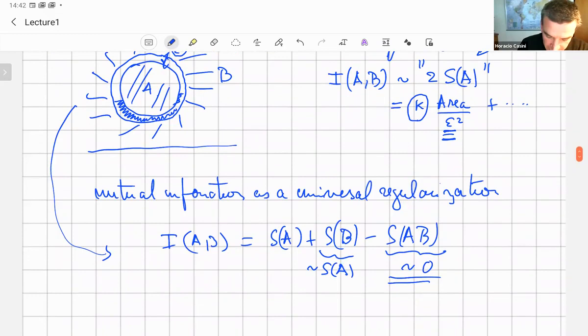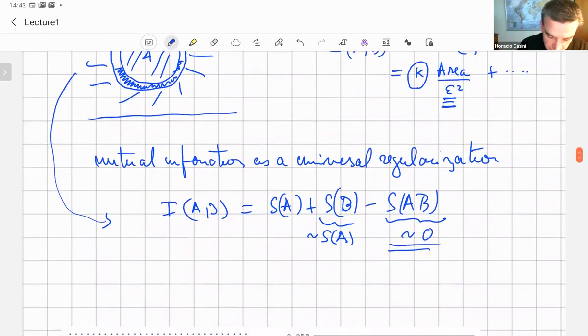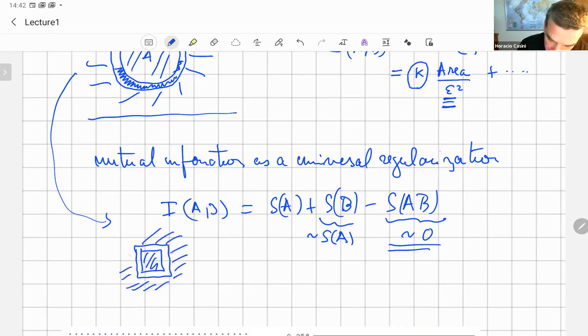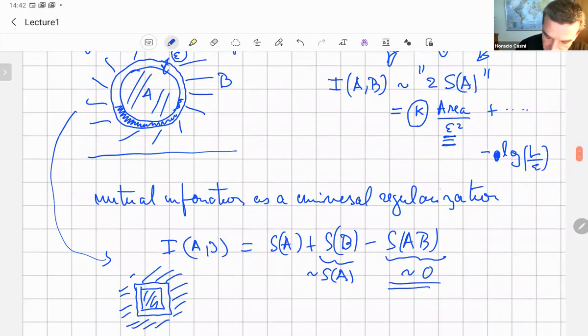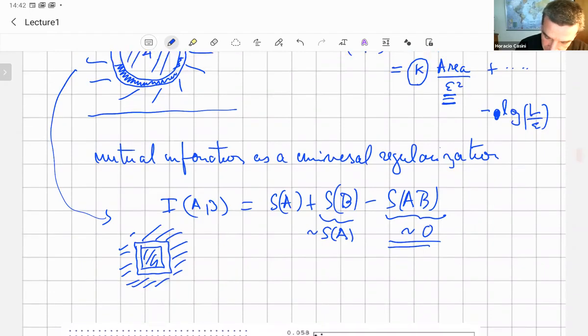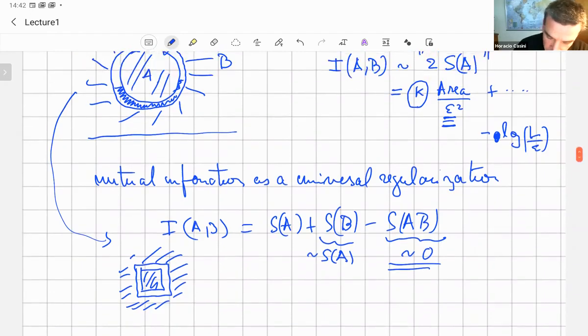So in some sense, what you asked was, how can I get, for example, the logarithmic term of the vertices with the mutual information? Well, we have to take a square, for example, and another square, and do the mutual information between these two, and it will contain the area term, and then it will contain some logarithmic term, with a coefficient here that will be exactly the one that we got for the entropy, except for a factor of two there.